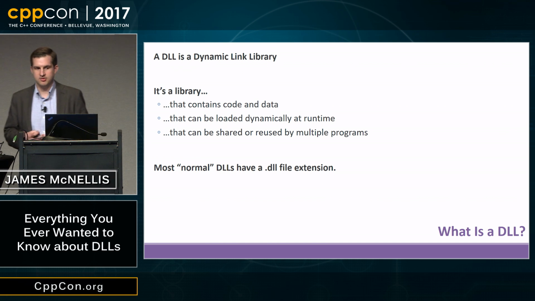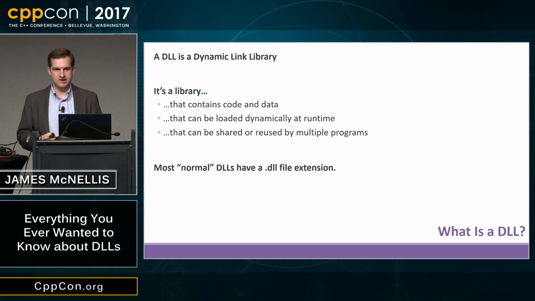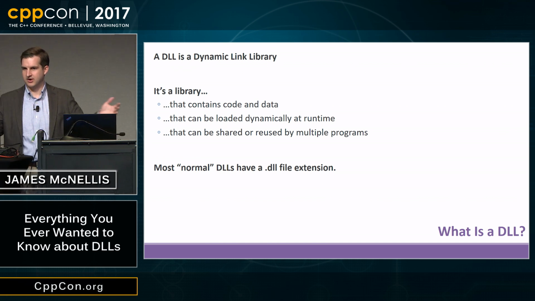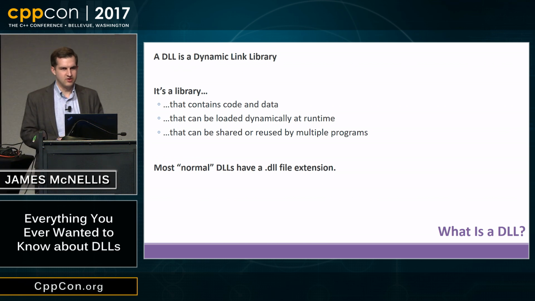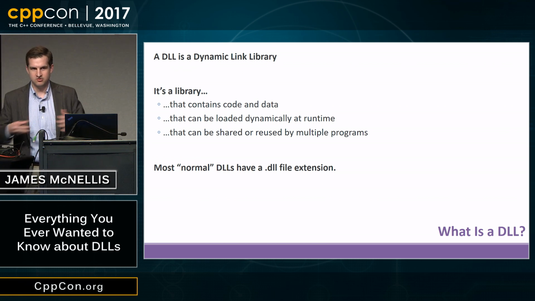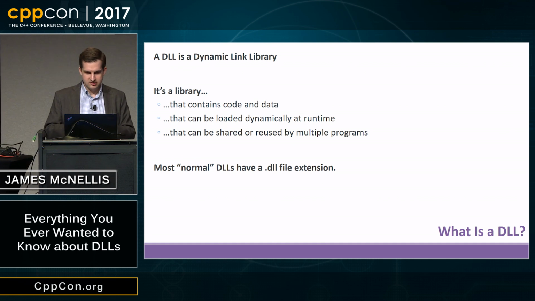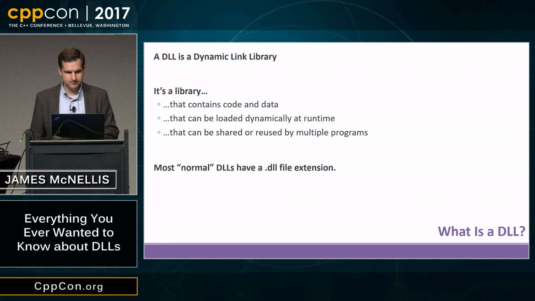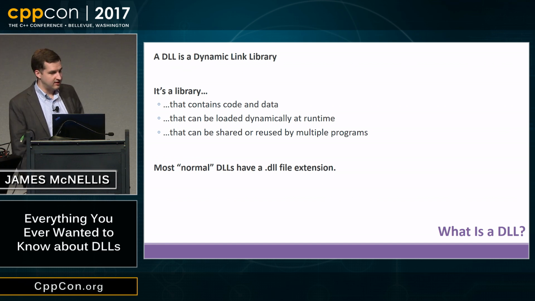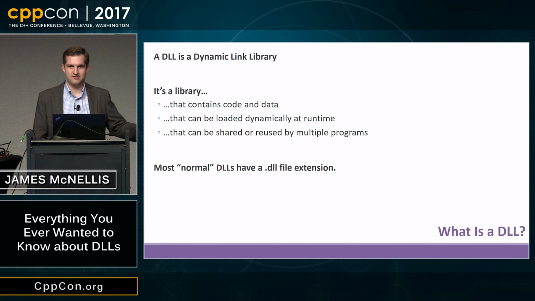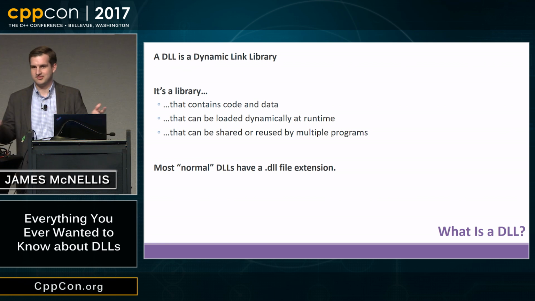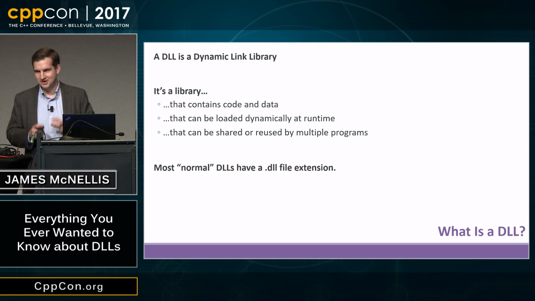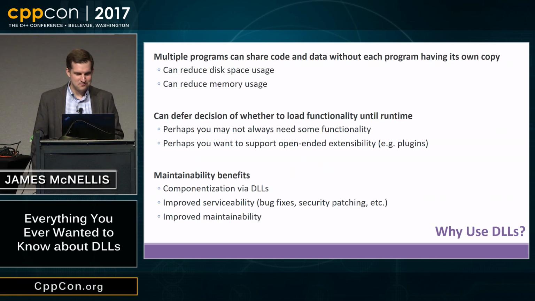A static library can also be shared between multiple programs because you could link it into, for example, 20 programs. But then if you distribute those programs, you have 20 copies of that code or data or whatever you've linked from it on disk. With DLLs, you only need to have one copy. You don't need to have multiple copies. Most normal DLLs have a .dll file extension. You don't actually have to use a .dll extension. It could be a .txt extension. It will work just as well. Well, some things will work just as well.